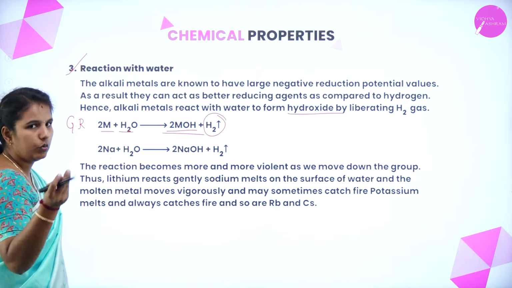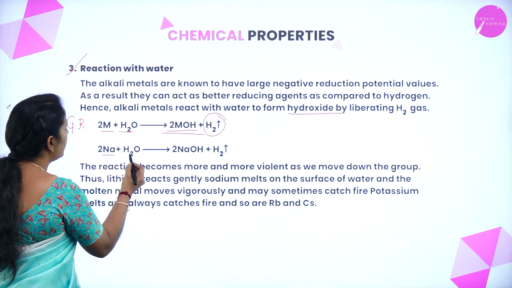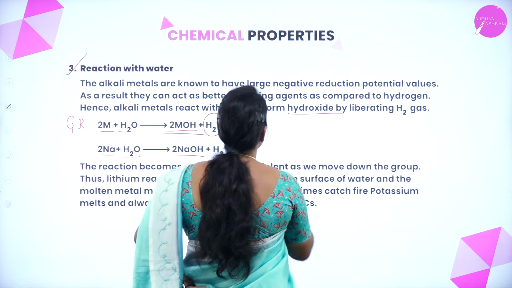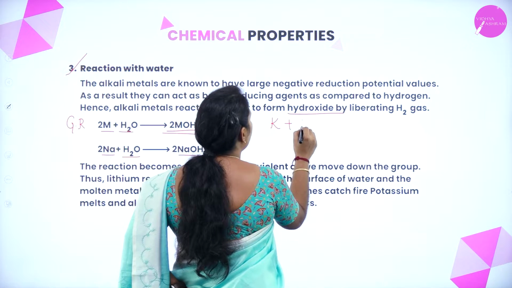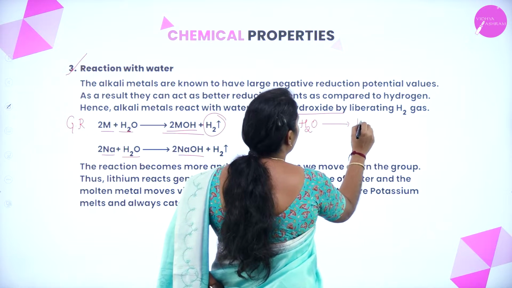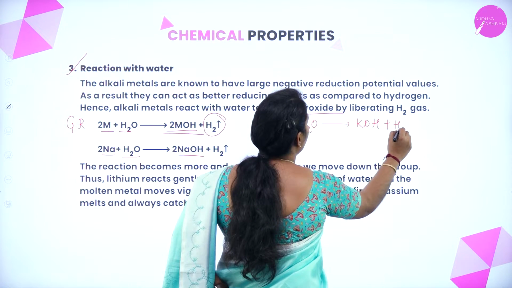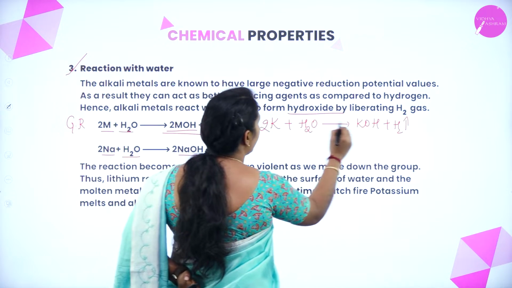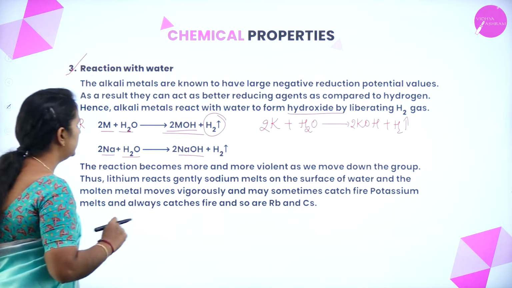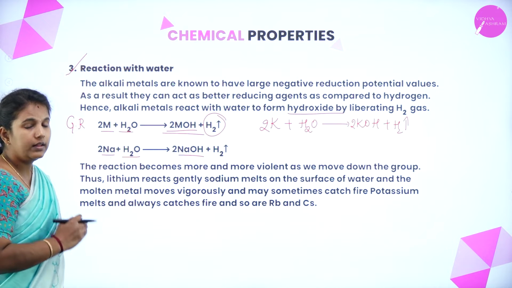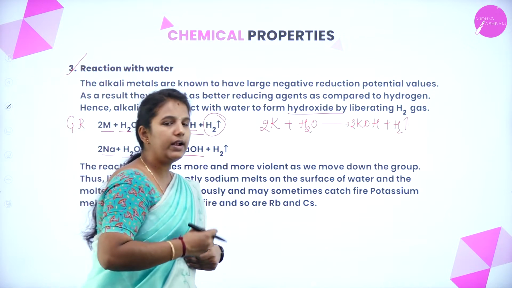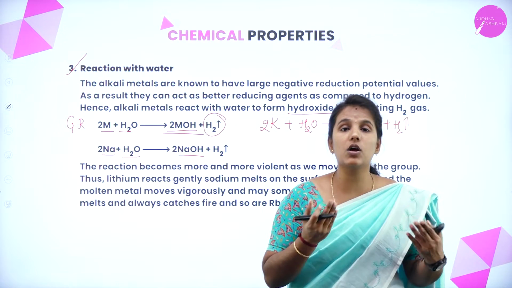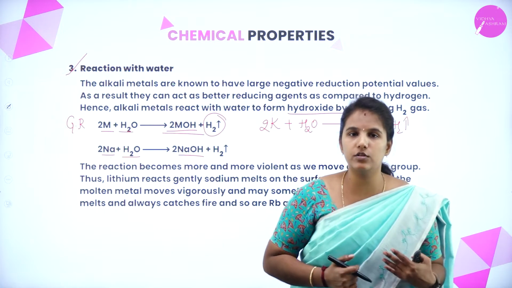That is why I have taken one example here: sodium reacts with the water molecule, it forms what? Sodium hydroxide with the liberation of hydrogen gas. Similarly, you can take potassium, which reacts with water and forms potassium hydroxide with the liberation of hydrogen gas. Is it right? And you need to balance this reaction so that the equation is balanced on both sides. This is how our alkali metal, when it reacts with water, forms metal hydroxide with the release of hydrogen gas.